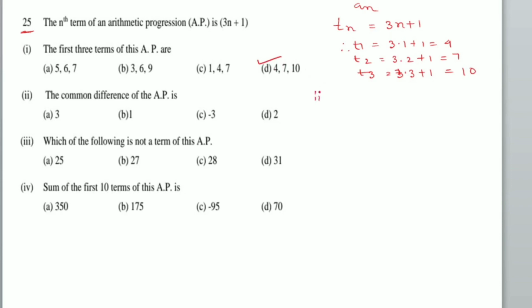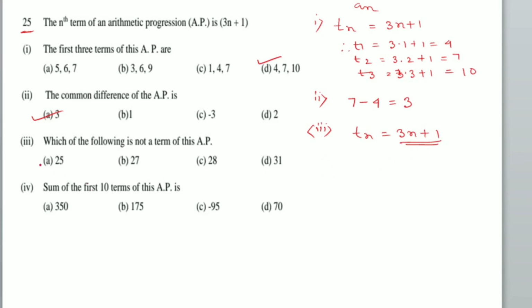Next, number 2. The common difference of the AP. Obviously 7 minus 4 is equal to 3. And problem number 3 is, which of the following is not a term of the AP? Here it is given Tn is equal to 3n plus 1. So each term of the arithmetic progression will satisfy the relation.